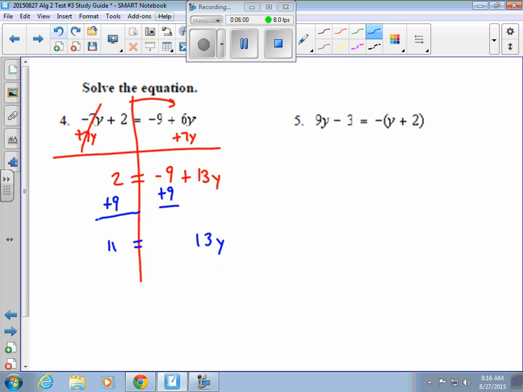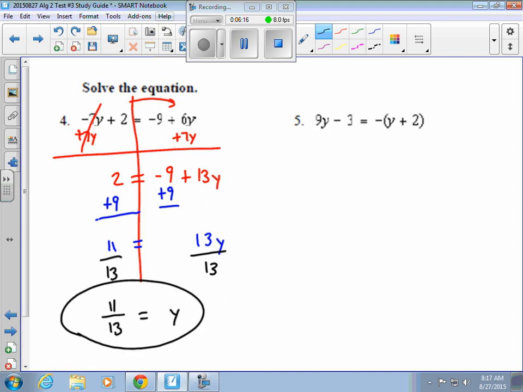If you want to get y by itself, undo 13 times something by dividing by 13. You do it to the right, do it to the left. There's no numbers that go into both 11 and 13. Both of them happen to be prime numbers. So y is equal to 11 over 13.